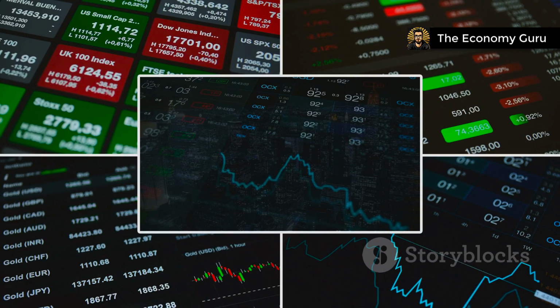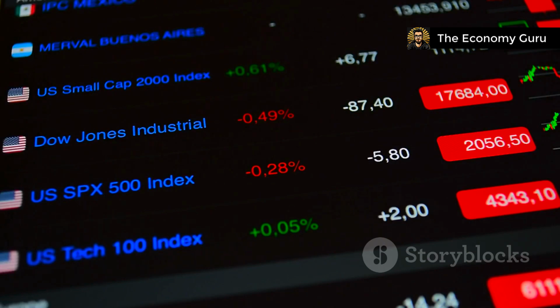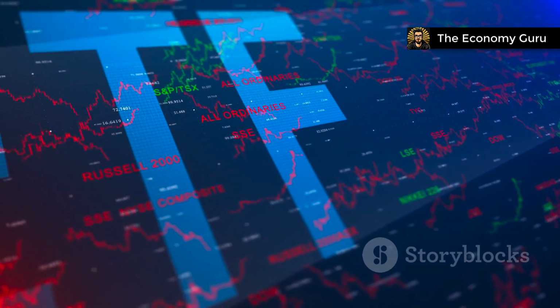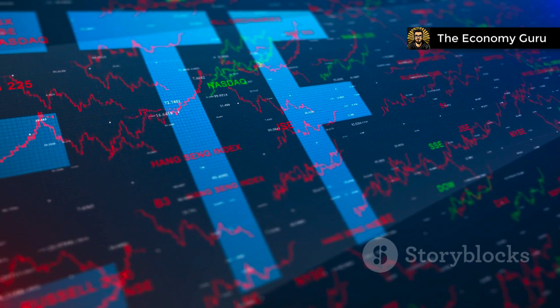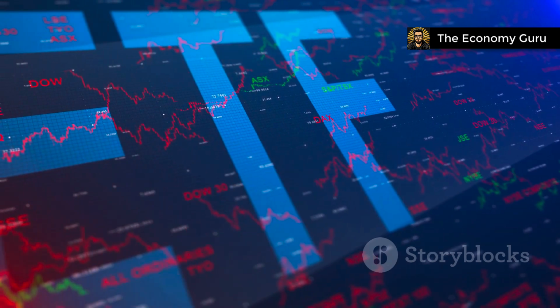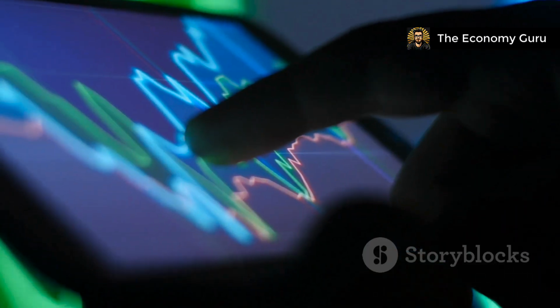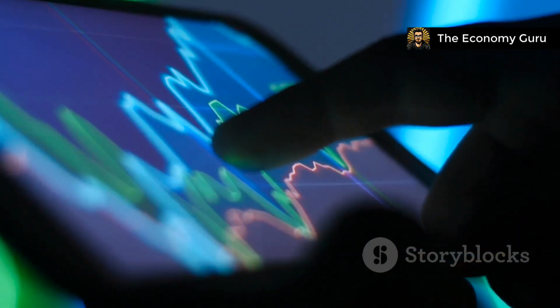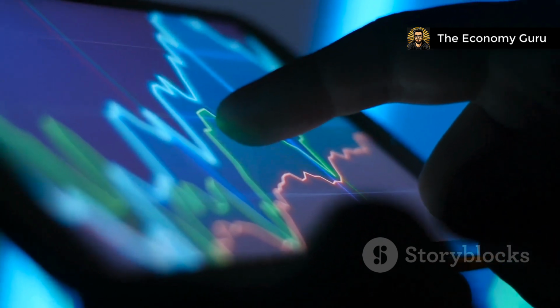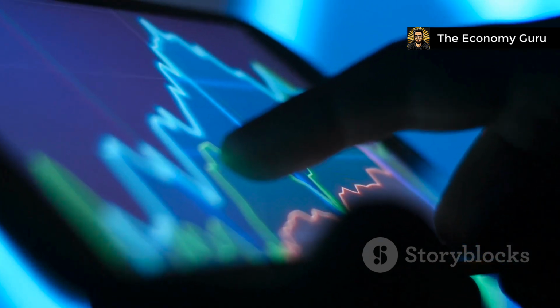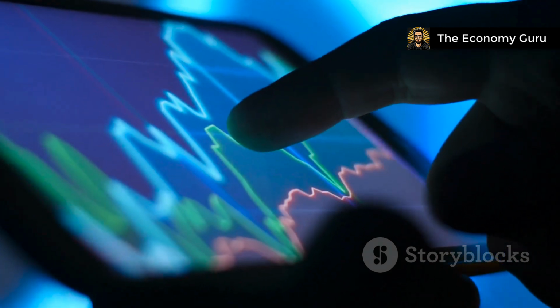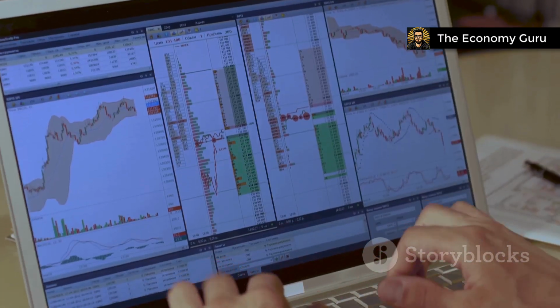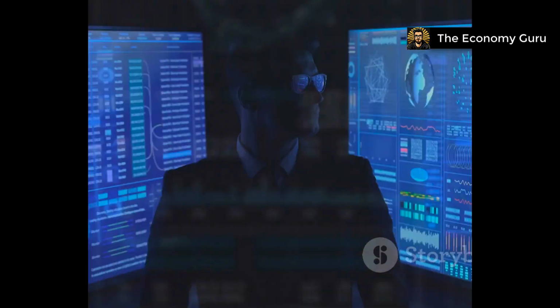Firstly, diversification. ETFs provide instant diversification by holding a portfolio of securities, such as stocks, bonds, or commodities. This diversification helps mitigate risk by spreading investments across multiple assets. Secondly, tradability. Unlike traditional mutual funds, which are traded only once per day at the end of the trading session, ETFs can be bought and sold throughout the day, just like stocks. This makes them more flexible and liquid investments.